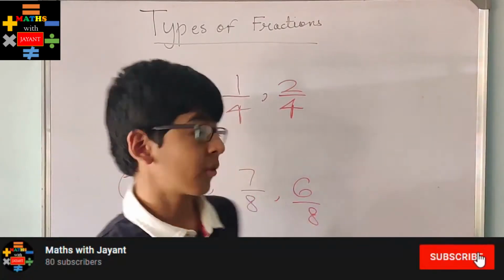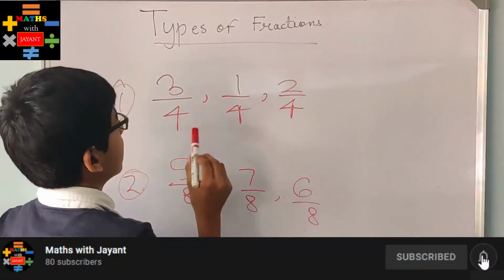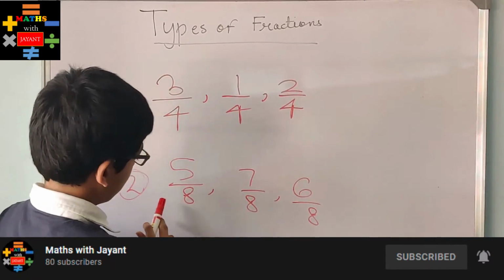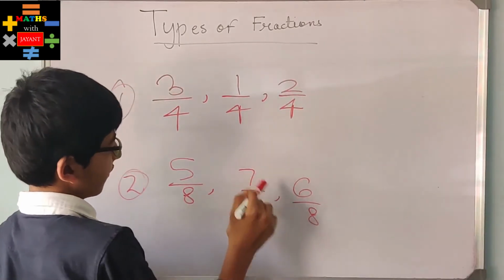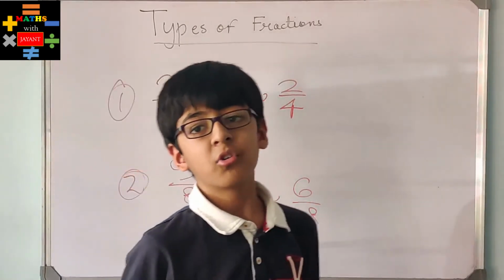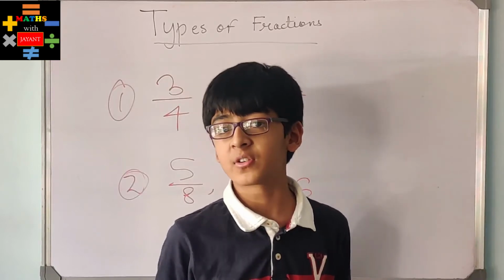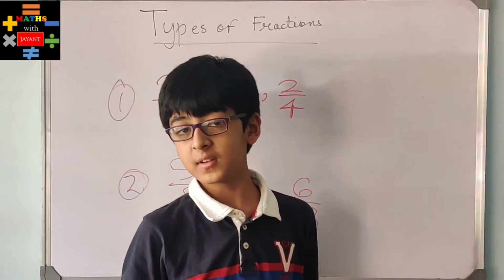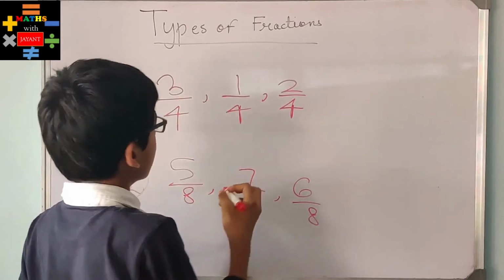Have a look at these two sets of fractions. Over here we have 3 by 4, 1 by 4 and 2 by 4. And over here the second set is 5 by 8, 7 by 8 and 6 by 8. So what do you notice in these fractions? Look at all of these.